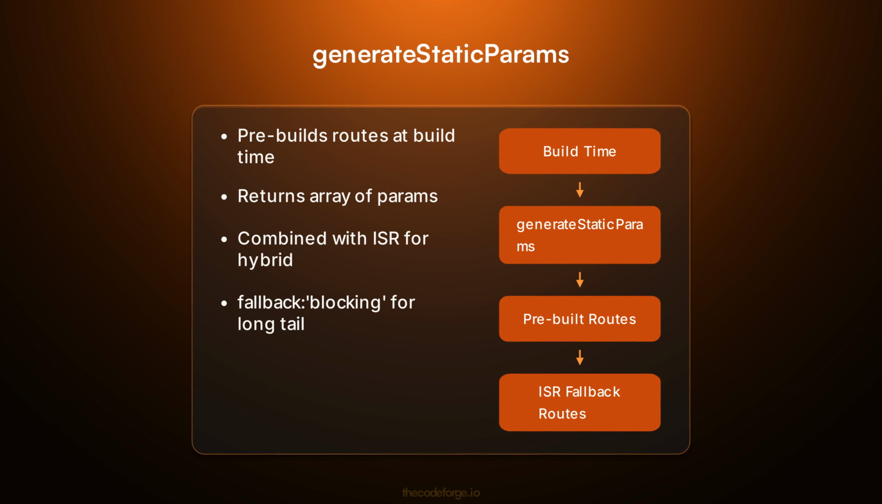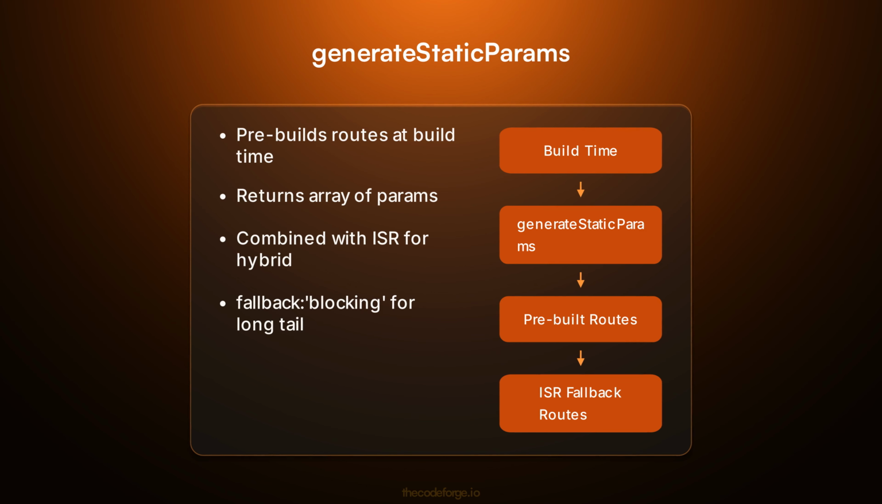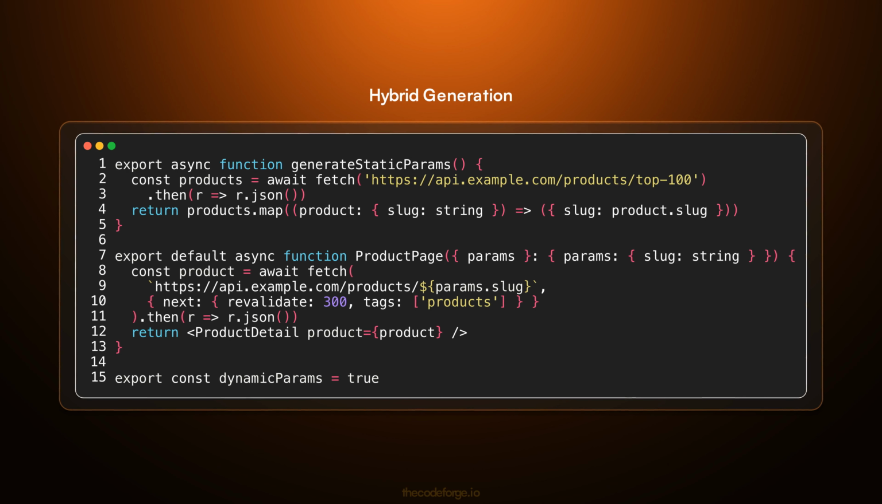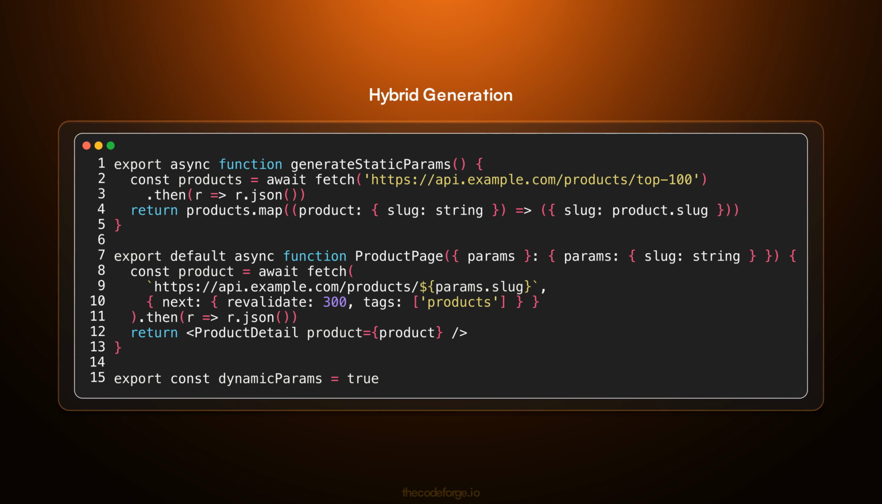generateStaticParams tells Next.js which routes to pre-render at build time. Combined with ISR, you can pre-build popular routes and generate less popular ones on first visit using fallback blocking. Here, we pre-build the top 100 products. The remaining products use ISR with fallback blocking. The first visitor triggers generation, and subsequent visitors get the cached page.